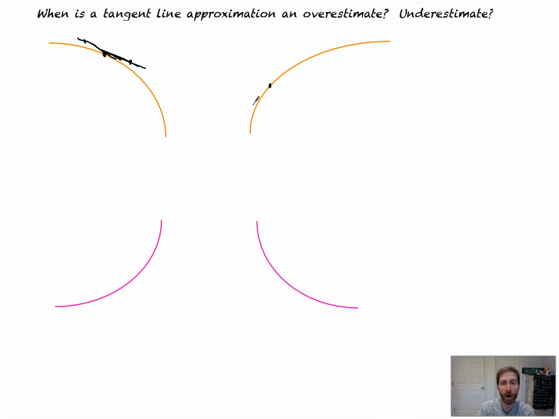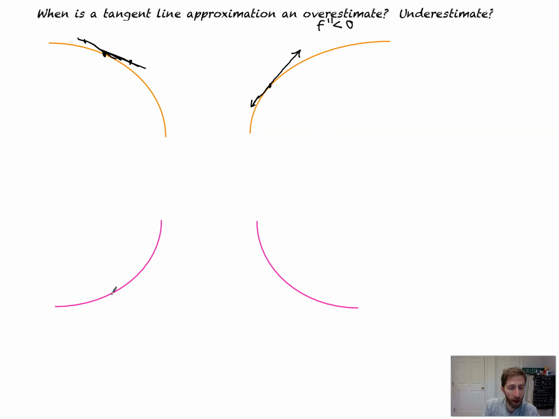Here you see we're also concave down. Any point on this line is going to be above the curve. So we're going to have an overestimate when concavity is down, when f double prime is less than 0. It's as simple as that. So don't memorize it, draw out the pictures.